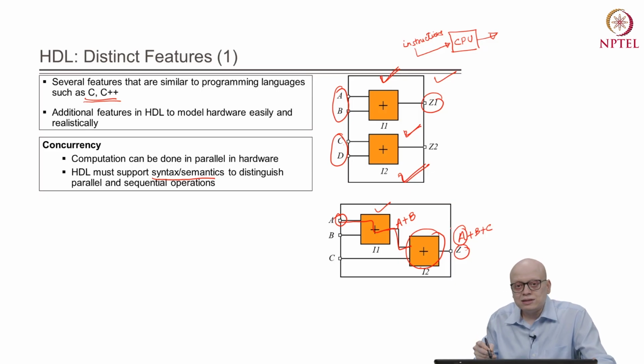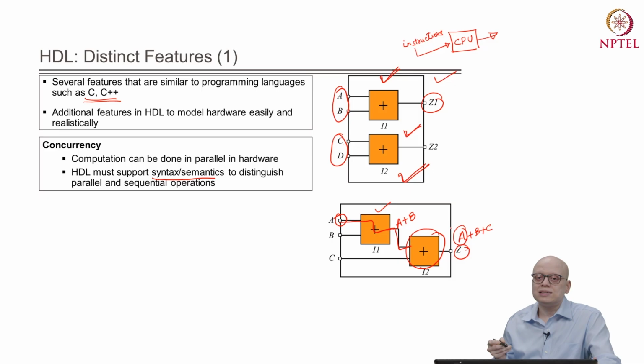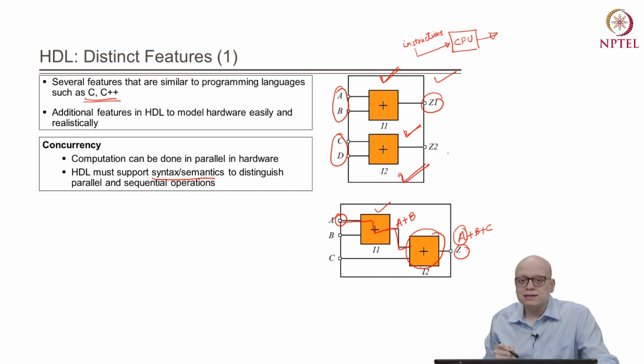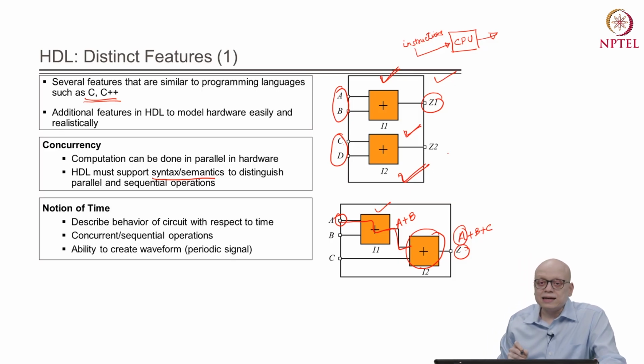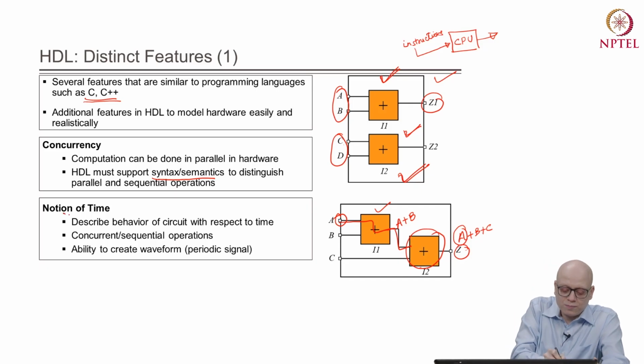So, the hardware can be organized in a sequential manner, in a series manner, and it can also be organized in a parallel manner. So, the most important feature of a hardware description language is that it should have syntax and semantics to distinguish parallel and sequential operations. The second thing that is required for hardware modeling is the notion of time.